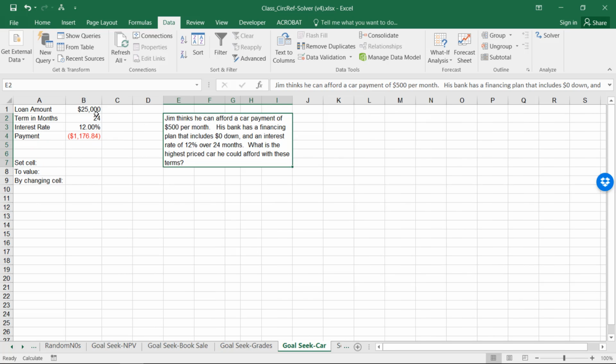Next, Jim thinks he can afford a car payment of $500 per month. His bank has a financing plan that includes 0 down, an interest rate of 12% over 24 months. What is the highest priced car that he can afford with these terms? Go ahead and solve that.